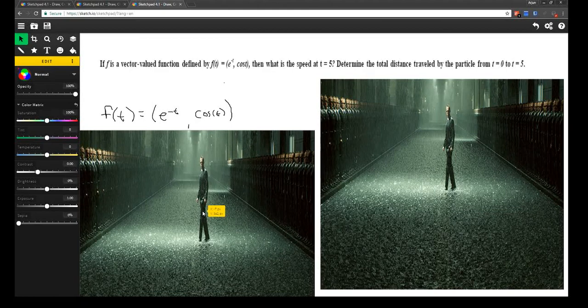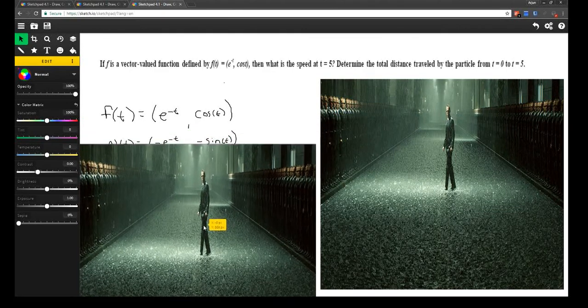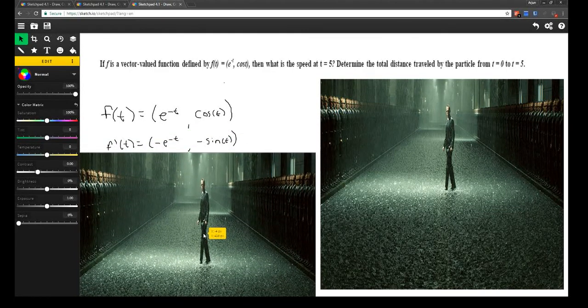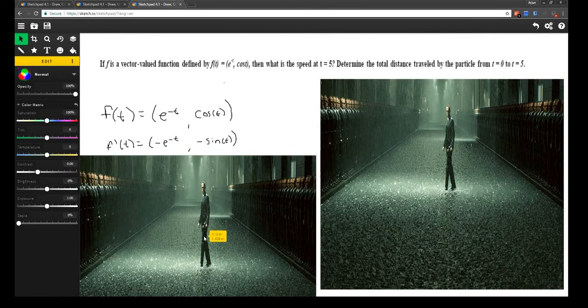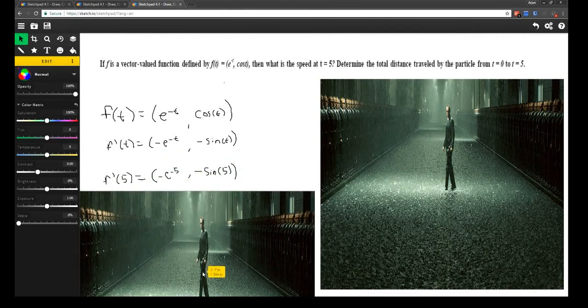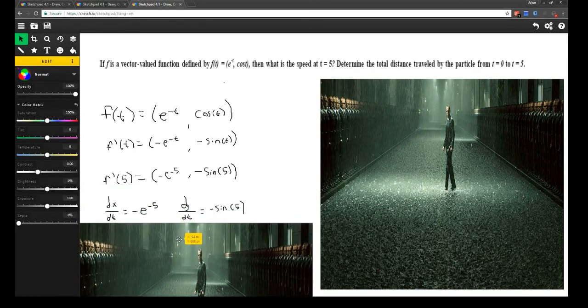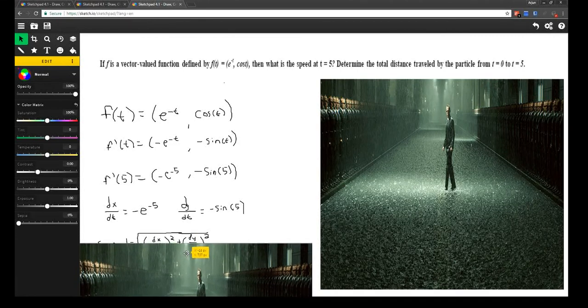Well, for the first part, we simply write down what we're given. Then we take the derivative for both the x and y terms and get that dx/dt is equal to negative e to the negative t, and dy/dt is equal to negative sine of t. Then at t equals 5, we simply plug in 5 for t.